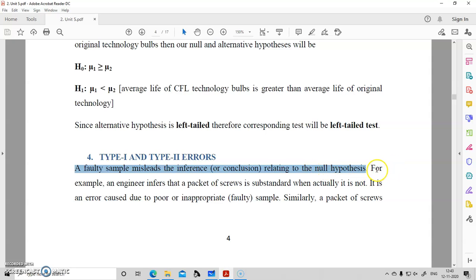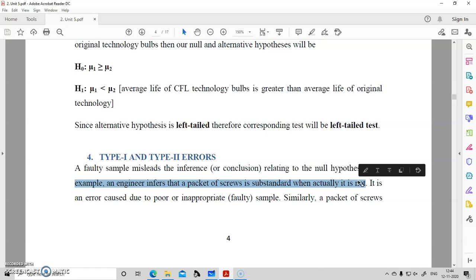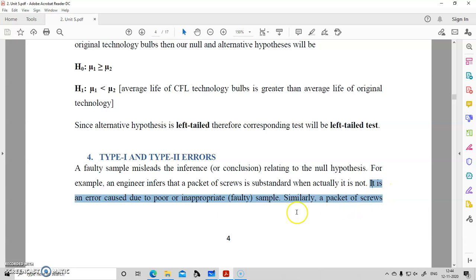It's a faulty conclusion. For example, an engineer infers that a packet of screws is substandard when actually it is not. He is telling that it is substandard, but actually it may not be a substandard one. He concludes so because the sample he has taken is not taken statistically. It is an error due to a poor or inappropriate sample. He committed the error because the sample he selected is faulty.